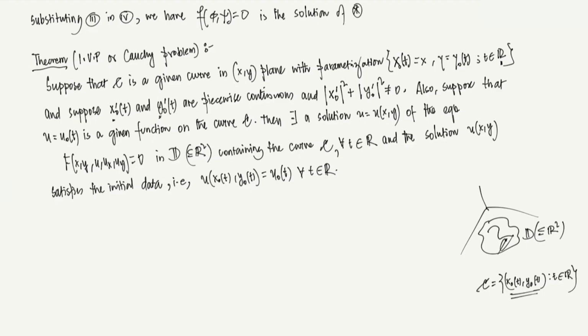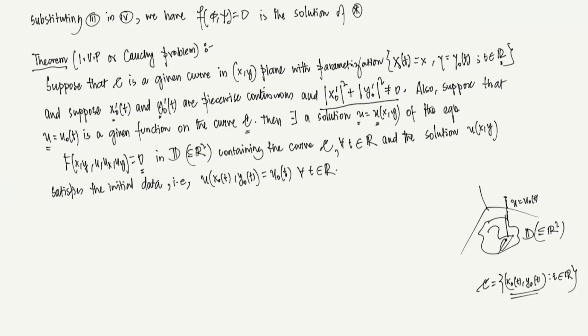We want this curve to be piecewise continuous, and we also want the derivative of the curve to be piecewise continuous, and we want the condition that x naught prime squared plus y naught prime squared is non-zero. Essentially that gives you the guarantee that there is a tangent. Otherwise, if they both are zero, we can't talk about it. And you also suppose that there is a u naught on the curve C, given the curve C. Then you have a solution u of x, y that solves the equation which we want to solve in the domain D.